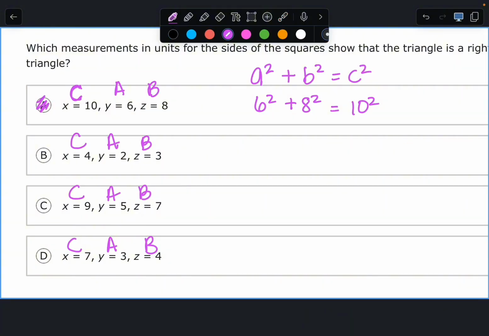If I do the other ones, let's say I do example B. 2 squared plus 3 squared equals 4 squared.